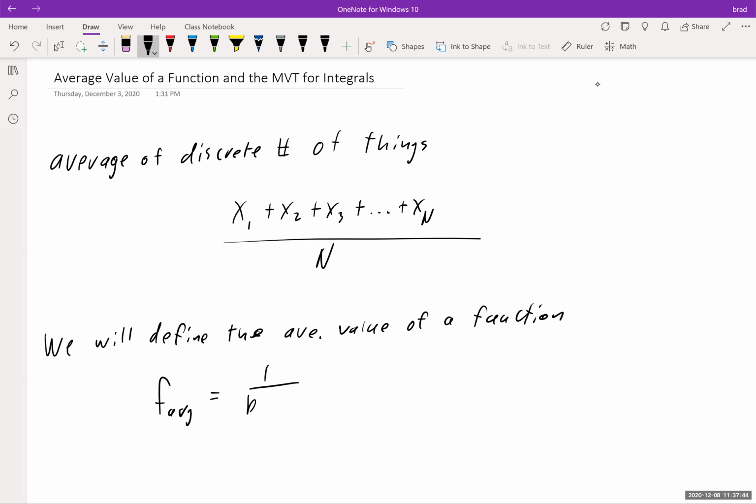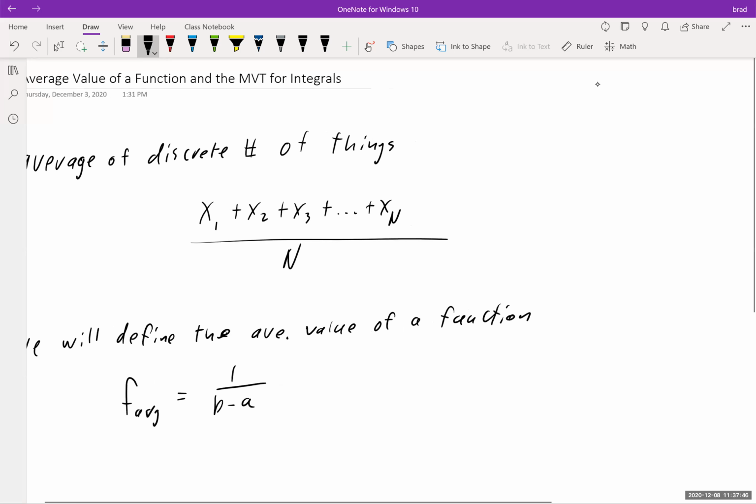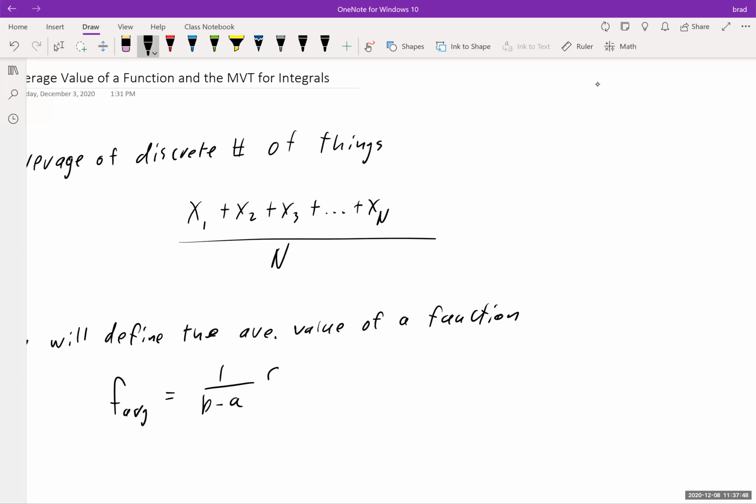We're going to say f average equals 1 over b minus a times the integral from a to b of f of x dx. So what we're going to do is integrate the function, and then divide it by that distance from a to b. And that's how we'll find the average value of our function. So this is another application of integration.